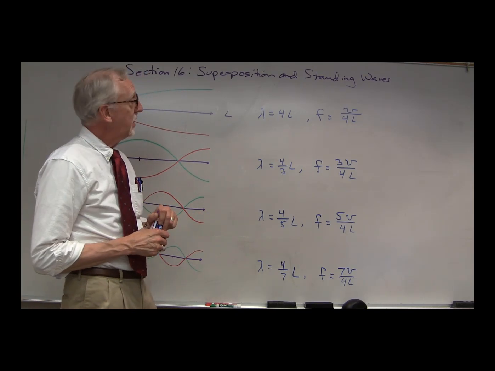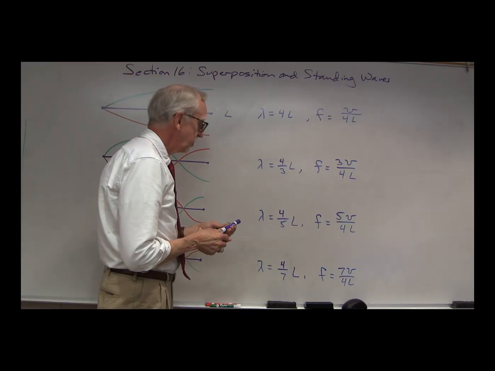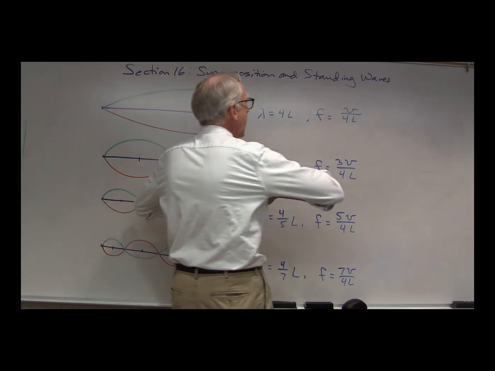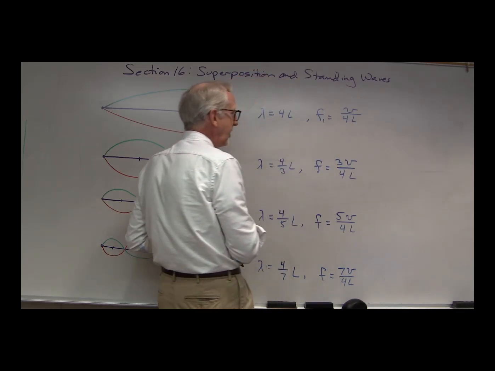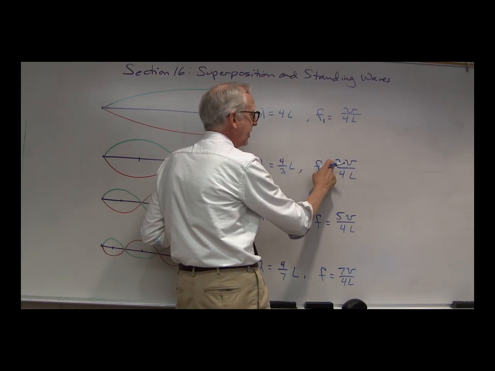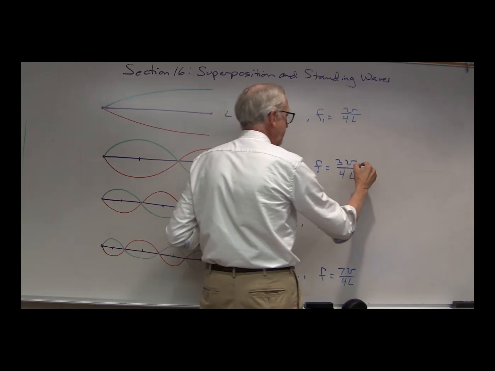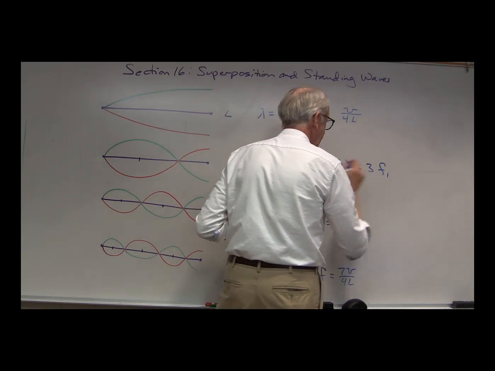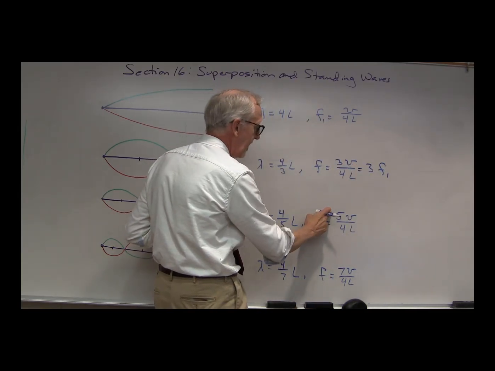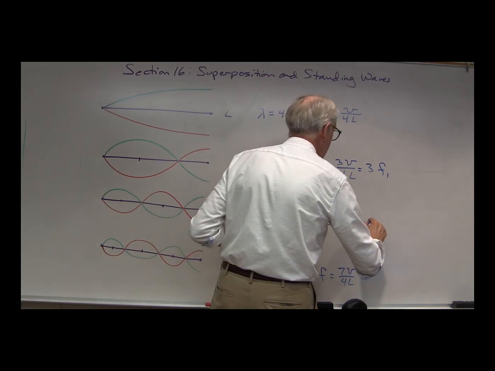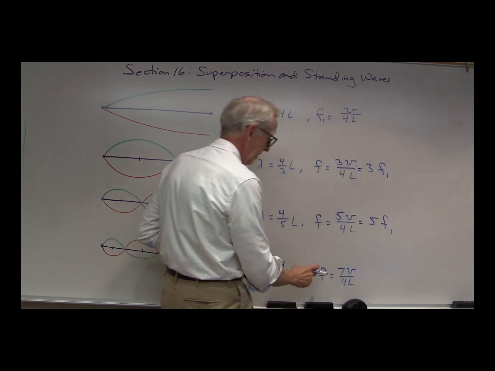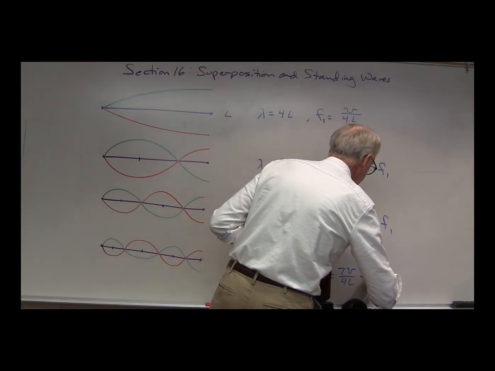Well, what we notice here, this is our fundamental frequency for the lowest mode. F1 is V over 4L. Well, this is 3 times V over 4L, so this is 3 times F1. This is 5 times V over 4L, this is 5 times F1, and 7 times F1.